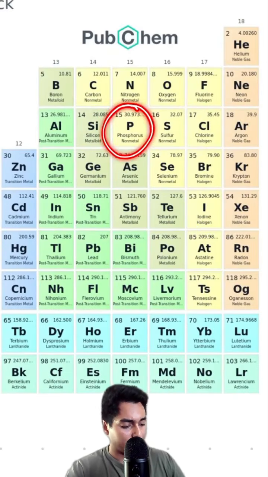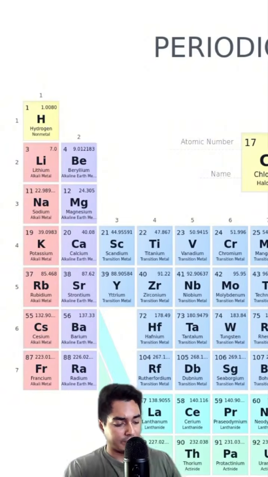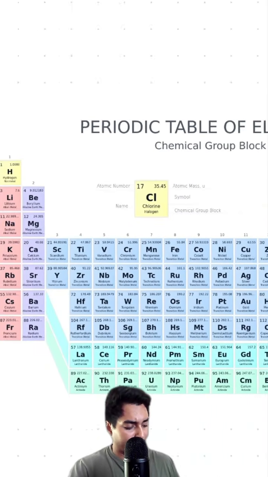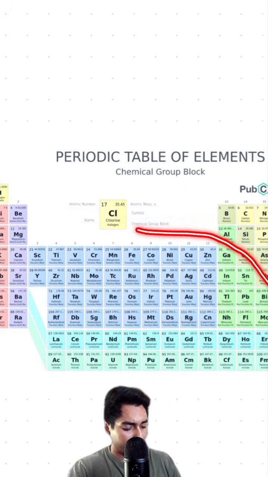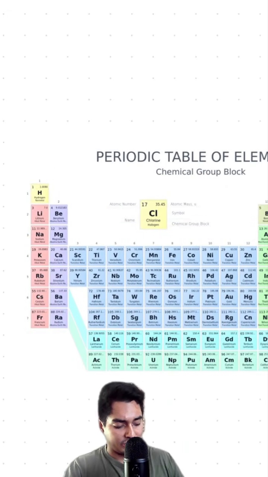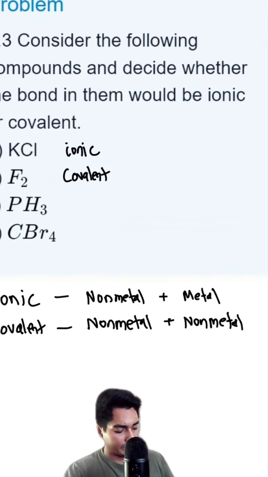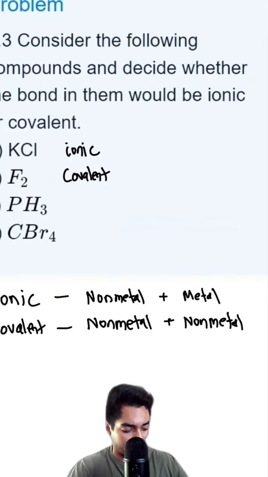And next we have PH3, so let's locate P and H. P lives on the right hand side here, and H lives right here. Remember when I said that everything to the left hand side is pretty much a metal? I lied. So H is an exception. H is also considered a nonmetal. So PH3 is a nonmetal plus a nonmetal, so that is going to be covalent.